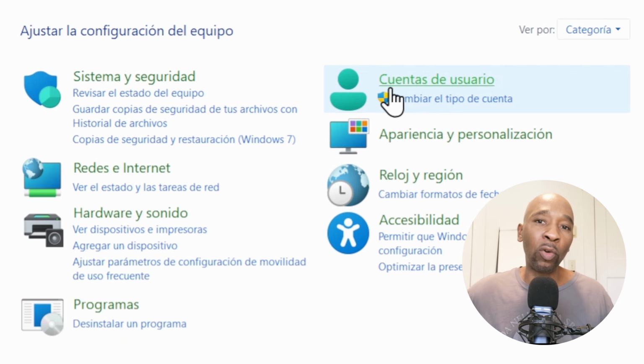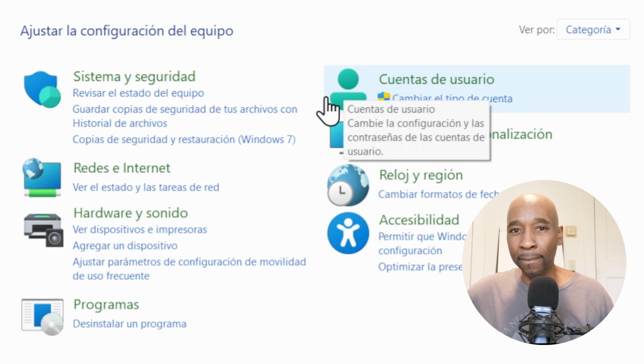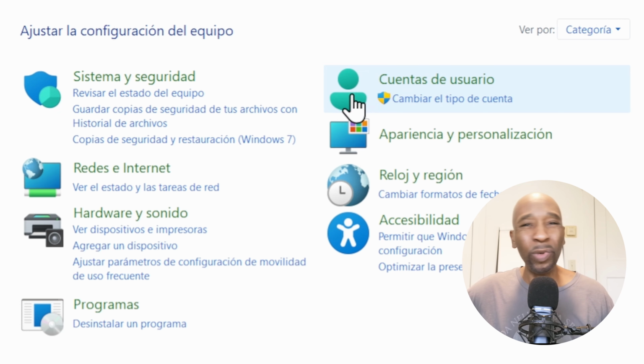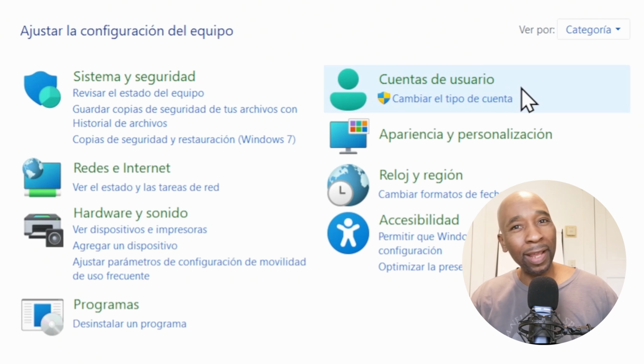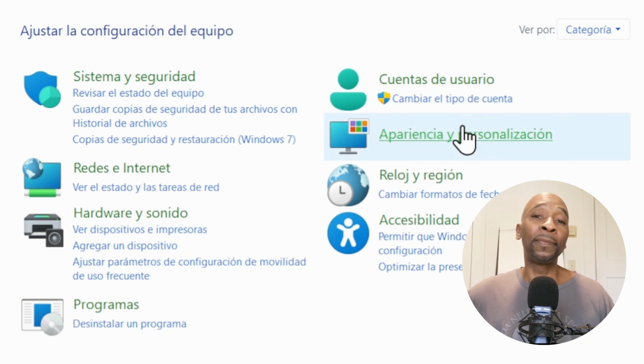Now on the right side, we have cuentas de usuario. Look at that icon. Kind of look like a person to me, right? How about you? All right. So what do you think that means? Take a wild guess. Cuentas de usuario. If you guessed it, yeah, that means user accounts. Cambiar el tipo de cuenta. Change the account type. Okay?